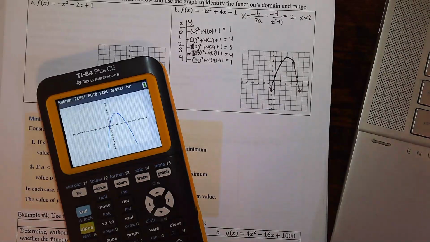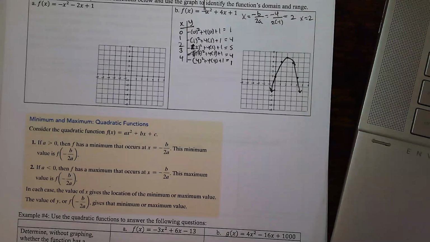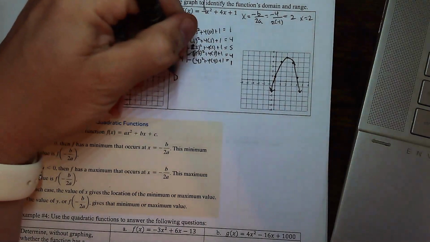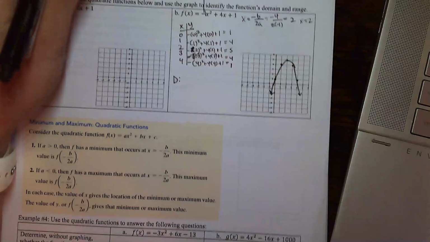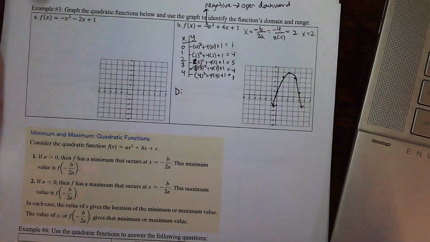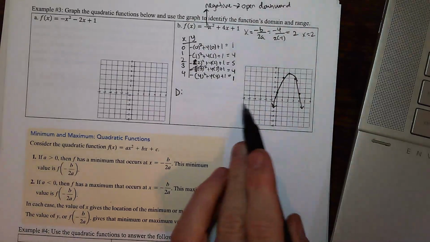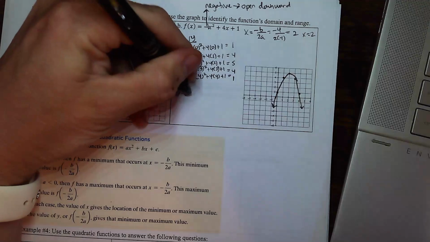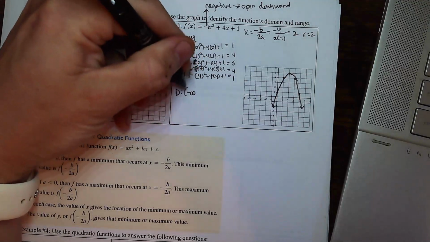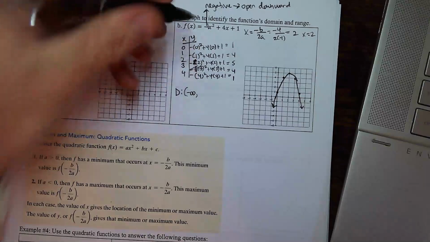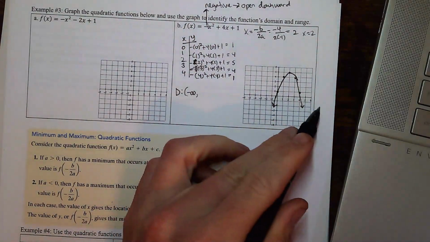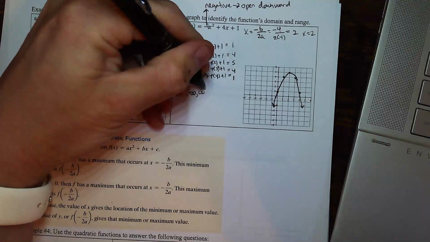Now, don't forget, they also asked for domain and range. Let's talk about that. For domain, we use interval notation and ask ourselves, how far left to how far right? How far left will my graph go? It goes forever to the left, so negative infinity. We put parentheses for infinity because infinity is not an exact location. How far right does it go? It goes forever to the right, so positive infinity.